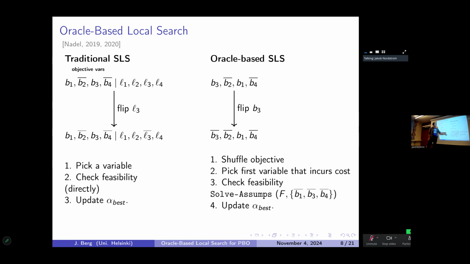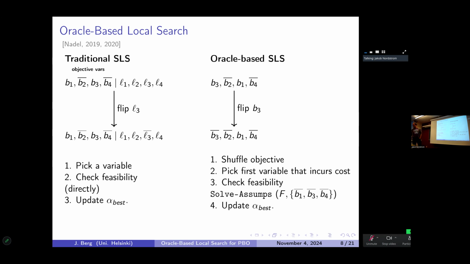So essentially your neighborhood is now over different assignments to the objective variables. The neighborhood concept gets a bit funky in a way, because your neighborhoods are defined by the objective variables, but then those can correspond to many different solutions.